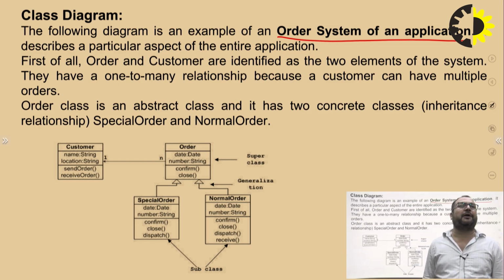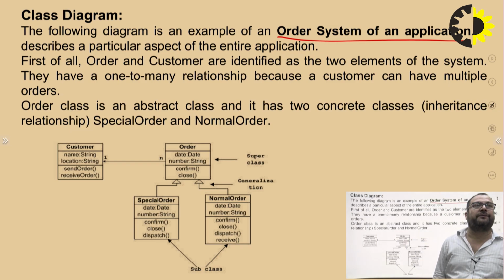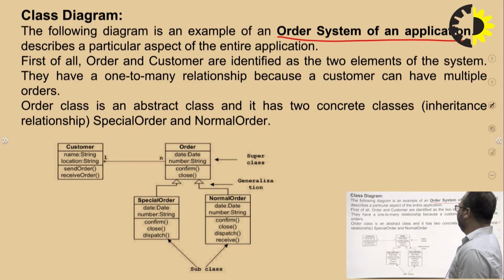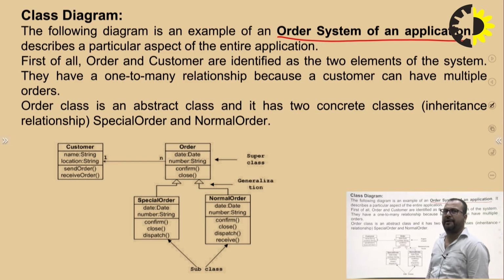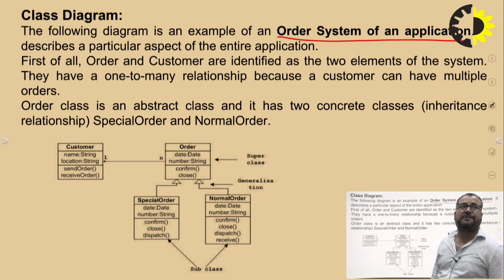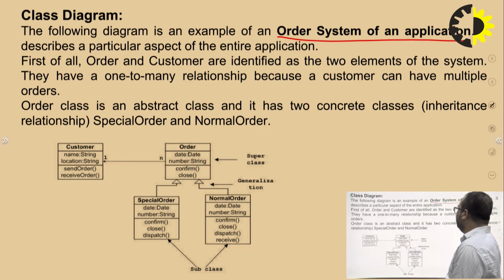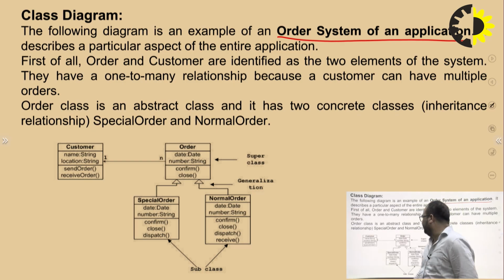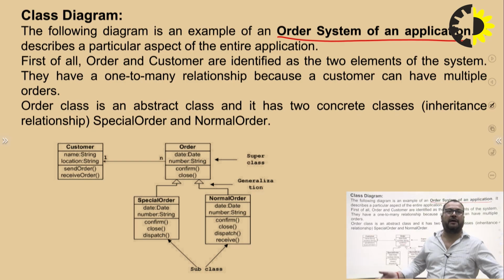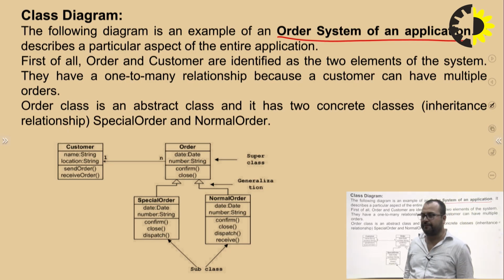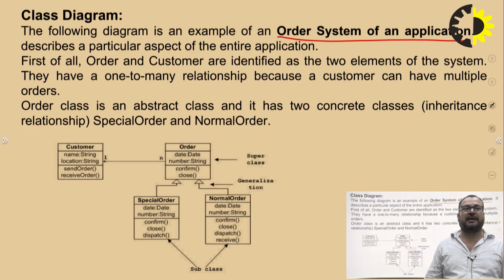So it describes a particular aspect of the entire application. First of all, order and customer are identified as the two elements of the system. These two elements mean we are going to have different classes. One class is customer, another class is order. Even the order class is an abstract class, and this order could be specialized into two categories, that is the special order or normal order. So that could also be visualized by looking into the concept of specialization or generalization.